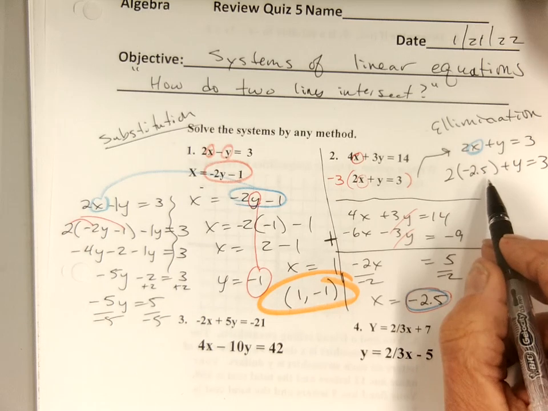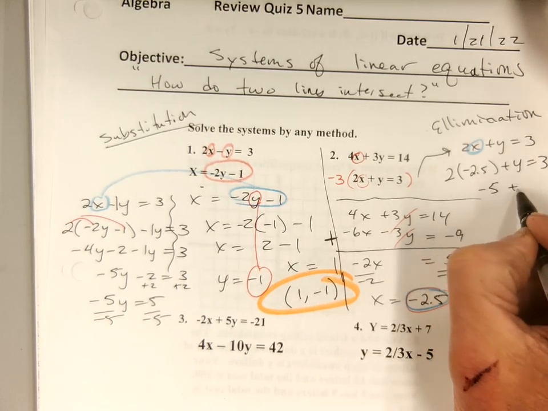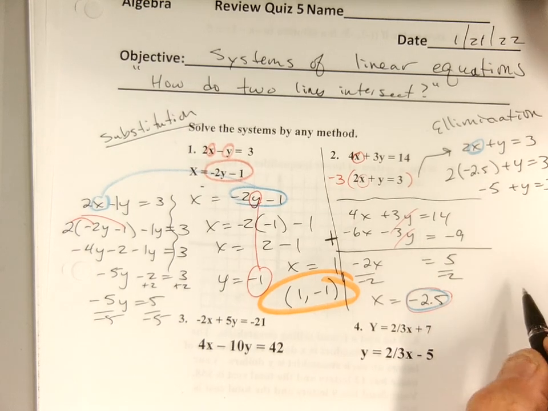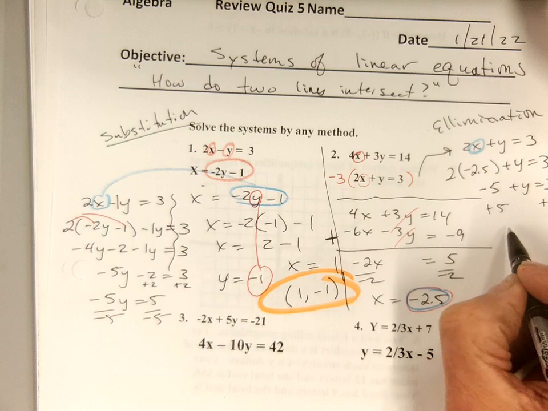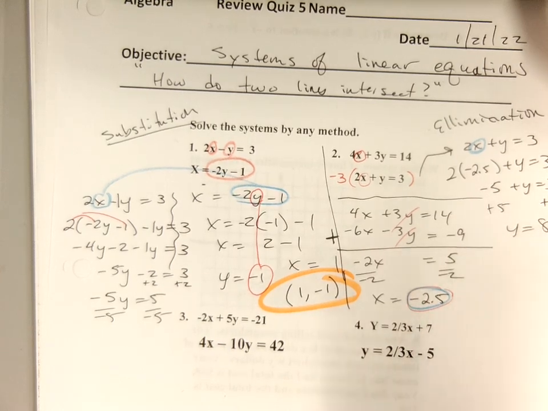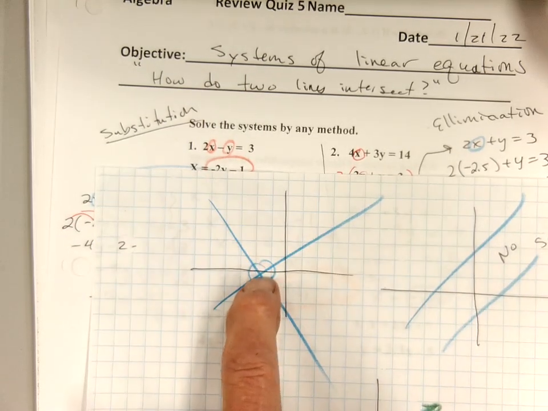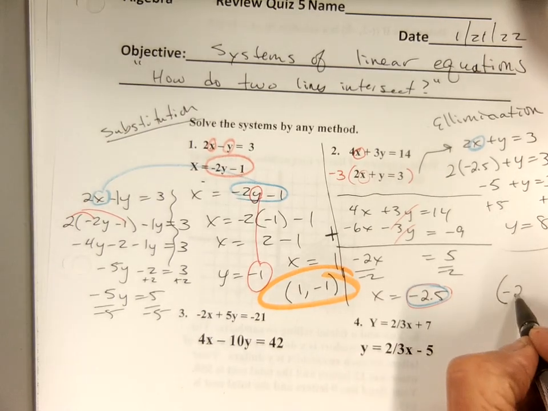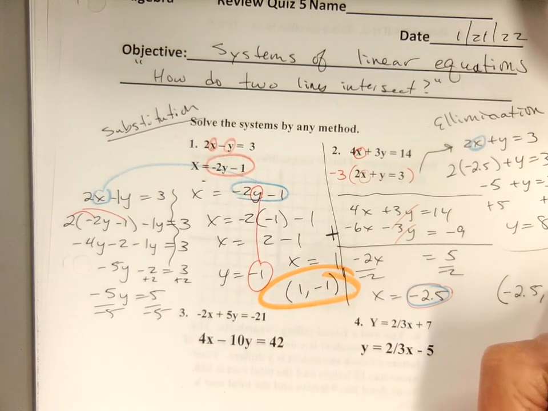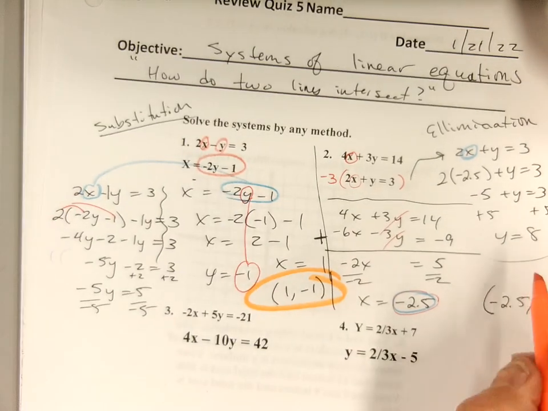Okay, 2 times negative 2.5, we already know, is going to be negative 5, plus y equals 3. Solve for y: plus 5, plus 5, y equals 8. Okay, so I've got my answers, but again, what we're looking for is where they intersect, which is a point. So I write my answer as a point, x first, negative 2.5 comma 8. And that is the solution to the system.